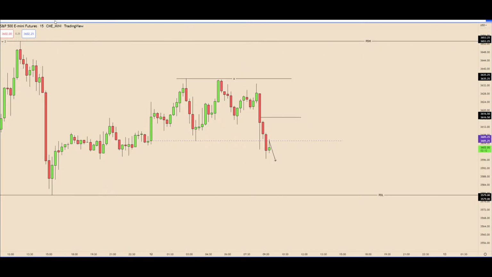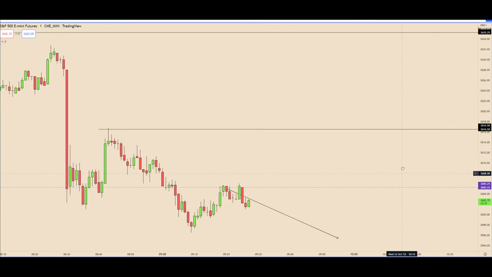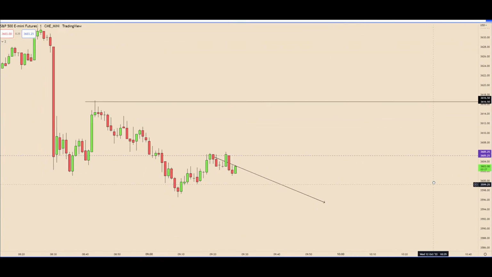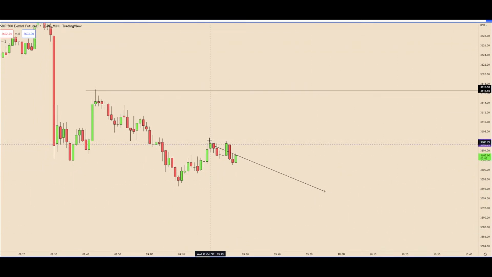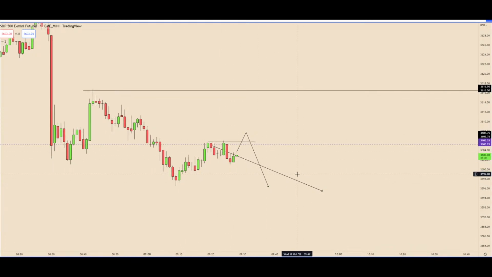So if we look, we're waiting for the 9:30 open, right? But this area, I don't like these highs that they put in. So I prefer something like that if we're going to continue.